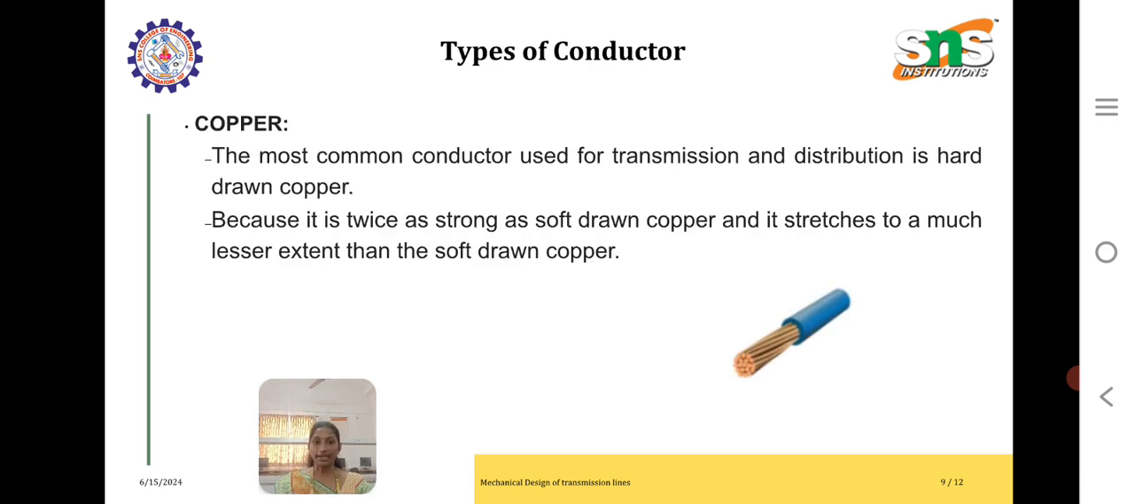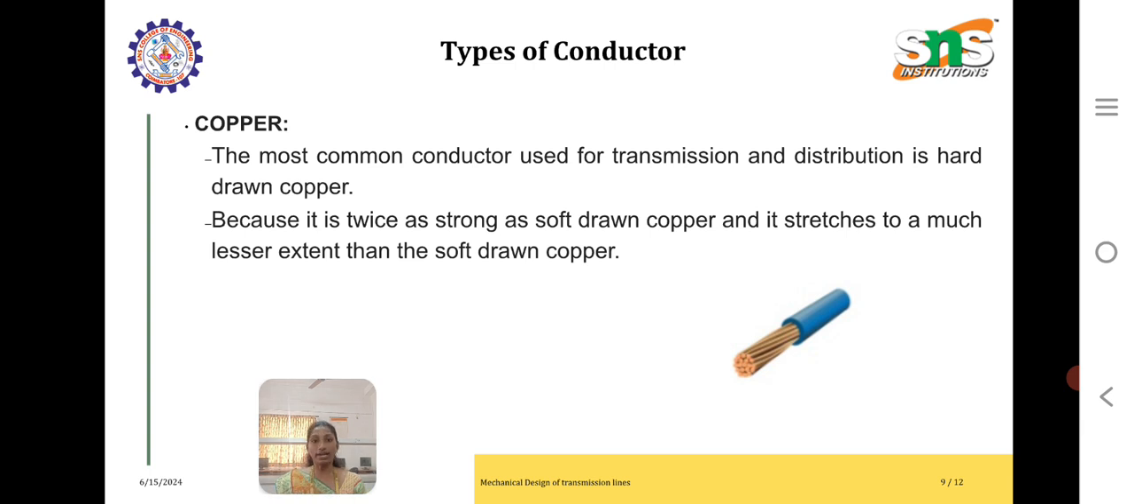Coming to types of conductor, we have copper, aluminum and steel. First we will deal with copper. Copper is the most common conductor used for transmission and distribution, and it is hard drawn copper because it is twice as strong as soft drawn copper. So we have two types of copper, soft drawn and hard drawn copper. Compared to soft drawn copper, hard drawn copper is twice as strong, and it stretches to a much lesser extent than the soft drawn copper.